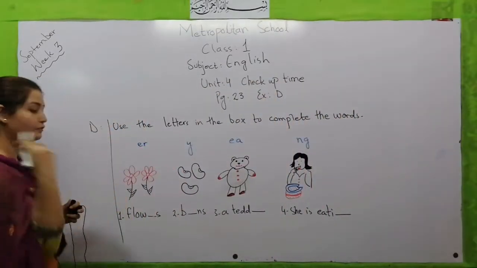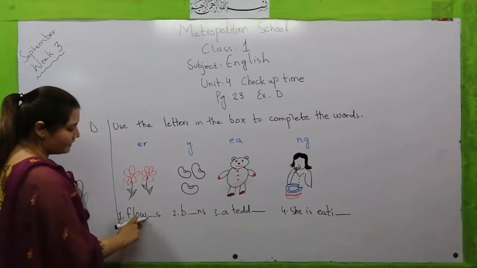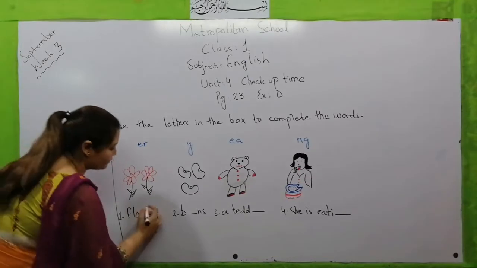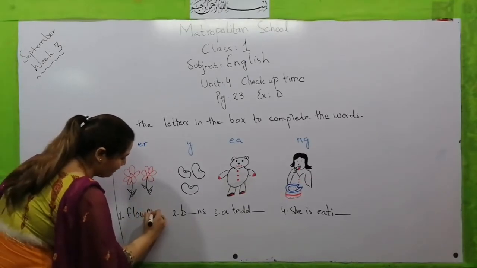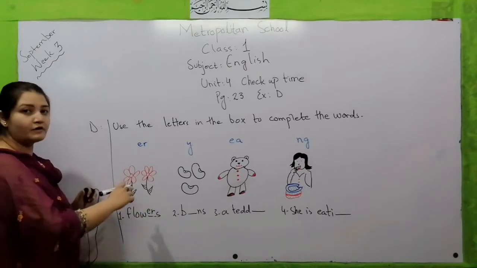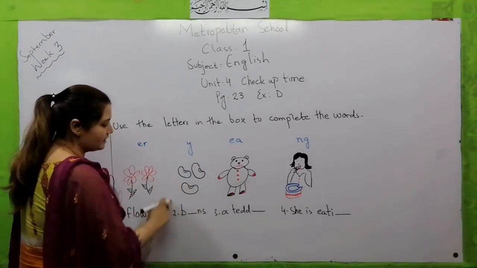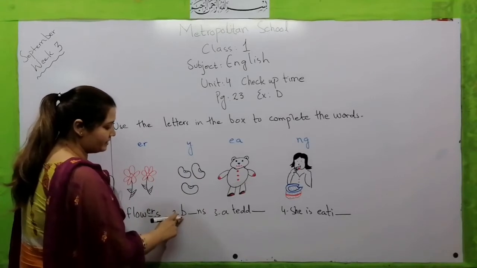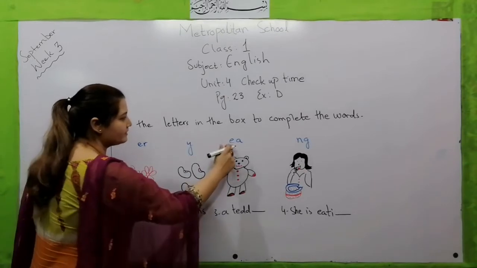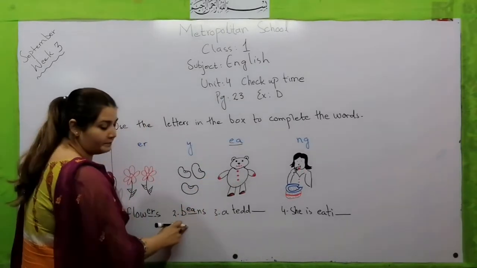The spelling for the word flowers is F-L-O-W, and then you have to add these two letters here, which are ER. Now the word is complete, flowers. Let's move towards the next picture. This picture is of beans. The spelling given here is B blank N S. You have to add this EA here to complete this word, beans.